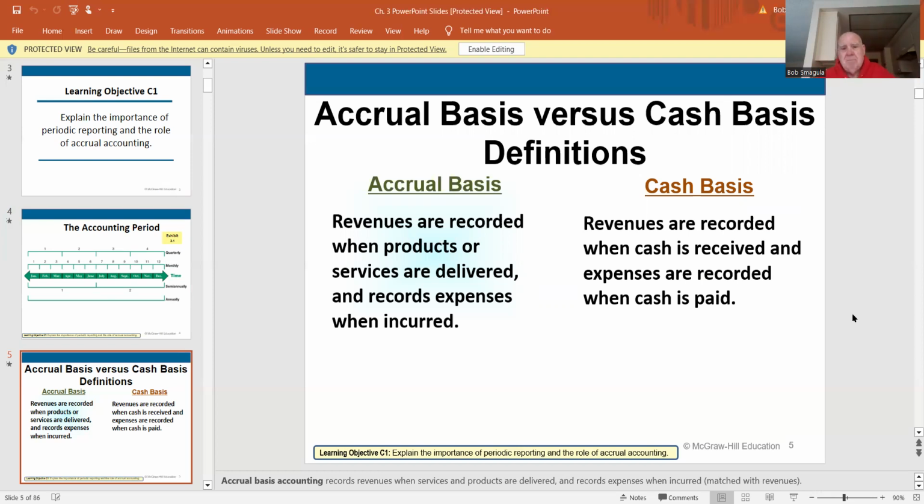Accrual accounting, which is commensurate with GAAP, generally accepted accounting principles. Revenues are recorded when the products or services are delivered. Expenses are recorded when they're incurred, in other words, when they take place. The cash is irrelevant to these transactions, okay? You might have a revenue and cash happening at the same time, which is great. But if someone's going to pay you later, that's a different story, okay?